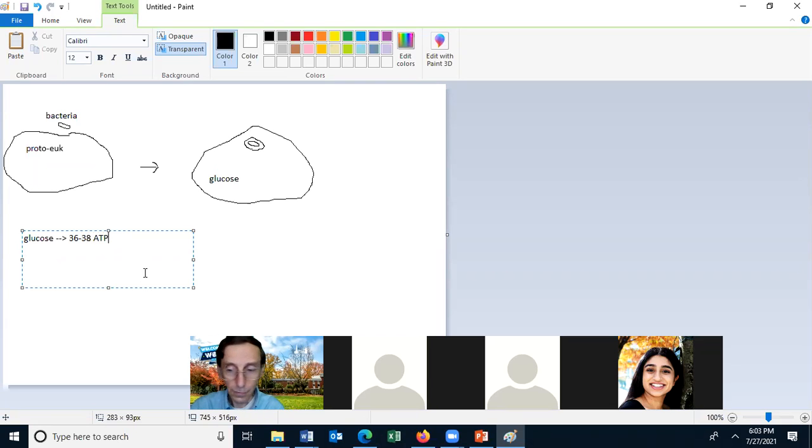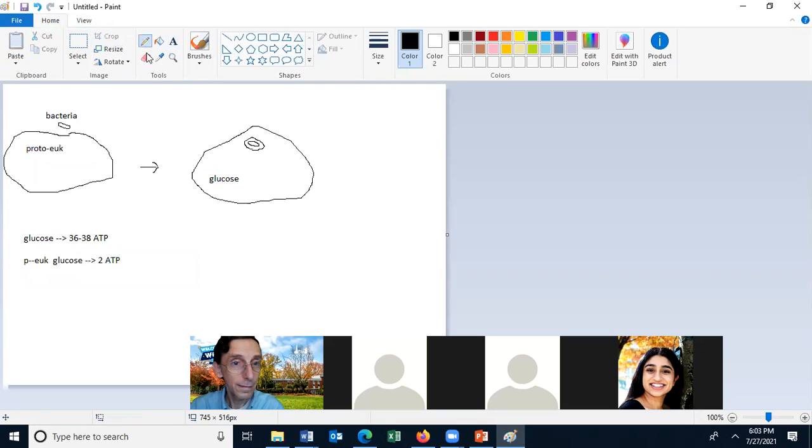But the proto-eukaryote could not make that much ATP. The proto-eukaryote, I'm going to just abbreviate that P, could only take glucose and make 2 ATP from it, probably by glycolysis and fermentation. All right? And then for whatever reason, maybe because life was young, mistakes got made, the eukaryote released some ATP into the cytoplasm of the proto-eukaryote.